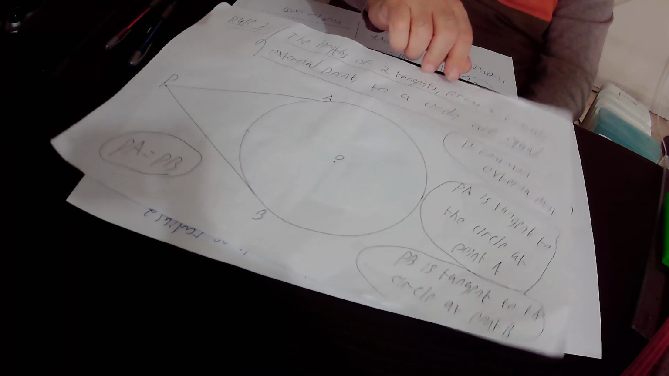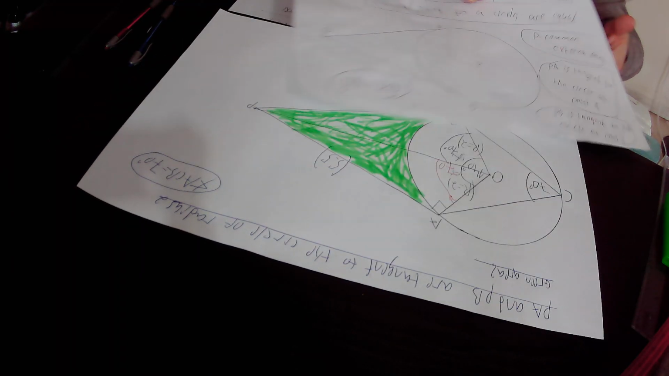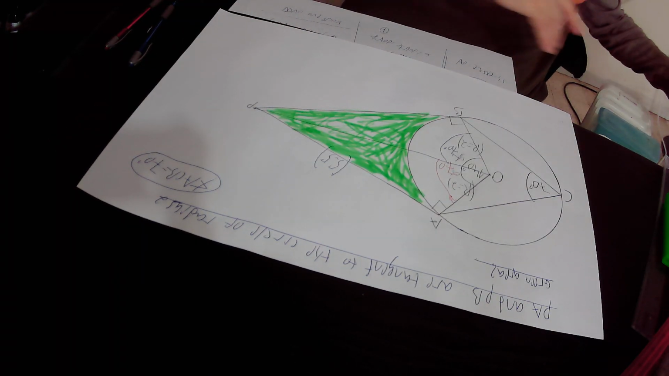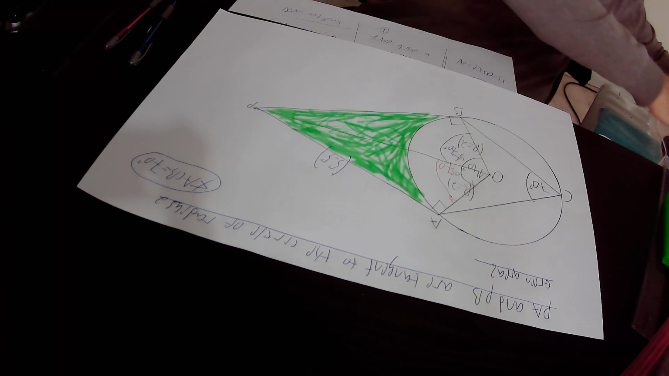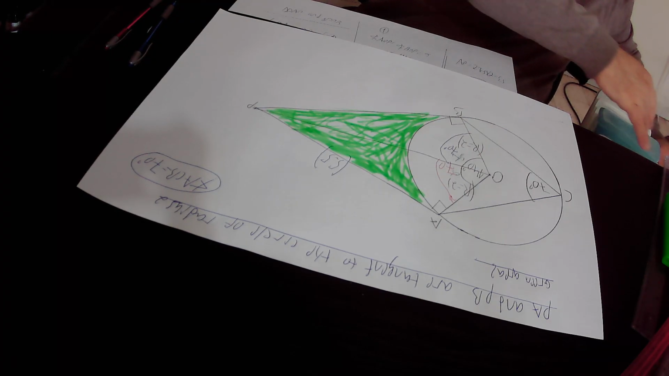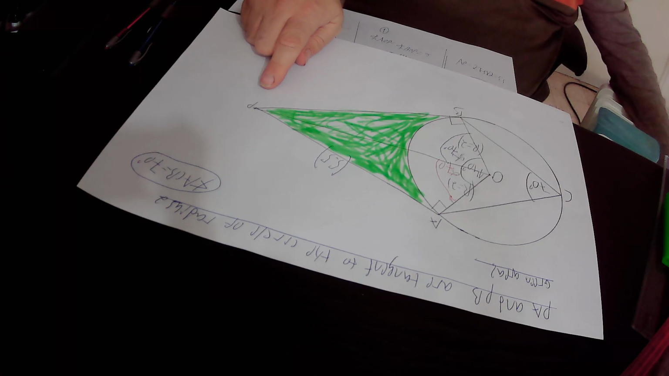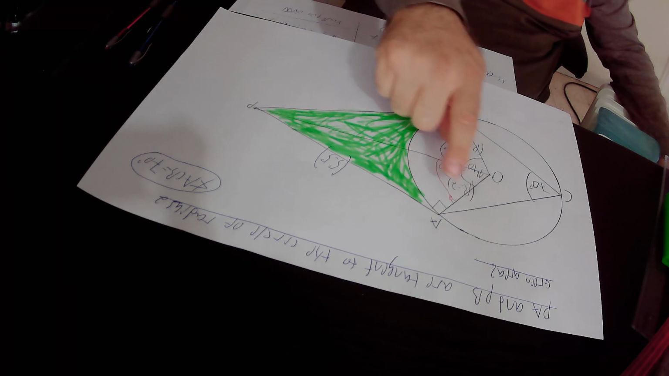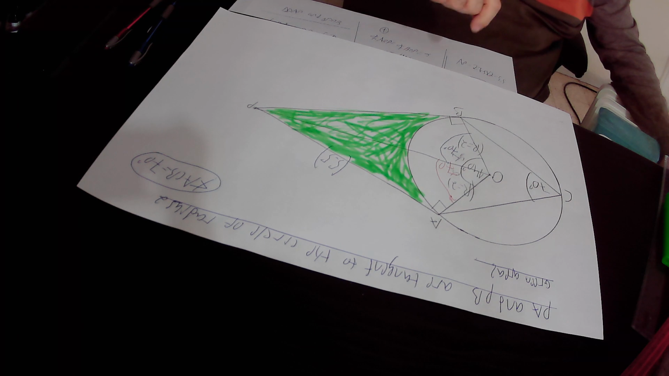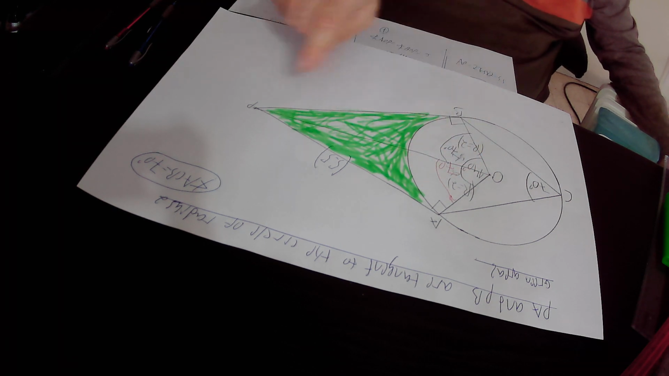We implemented rule 2 in our drawing. In our drawing we have the common external point, point P. From point P, we have two tangents to this circle, tangent PA and tangent PB. According to rule 2, they are equal to each other. That is to say, PA equals PB.